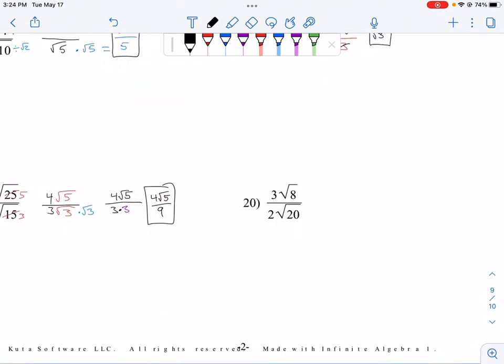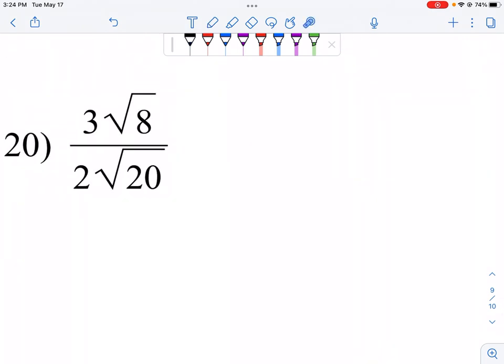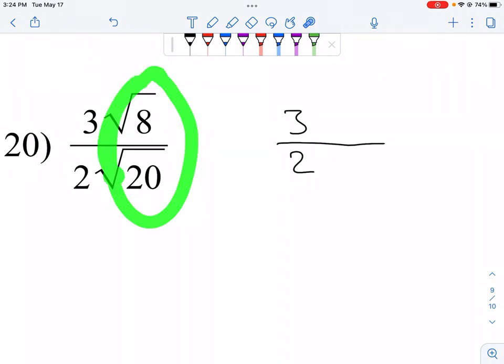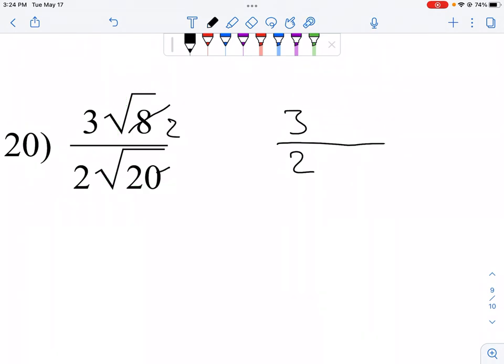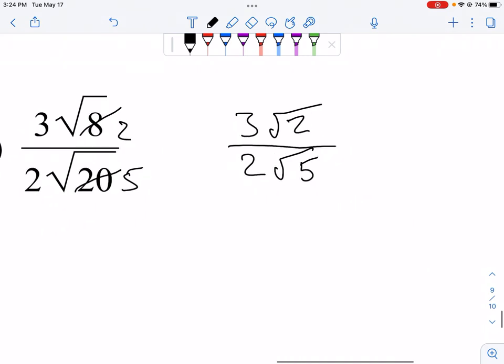And for number 20, again, if I could reduce anything outside, I would. I cannot, so I'm going to end up with 3 over 2. If I can reduce inside, I will. 8 and 20 will reduce. 4 goes into 8 twice, and 4 goes into 20 five times. So this is really a square root 2 over a square root 5. I'm going to get rid of my square root 5 by multiplying by square root 5.